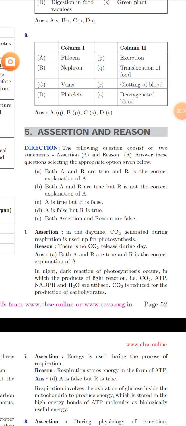This video is related to chapter 6, Life Processes, the one and only chapter for term 1 science examination as per the latest pattern of CBSE. In this, we are going to discuss the assertion and the reasoning based statements from chapter Life Processes.